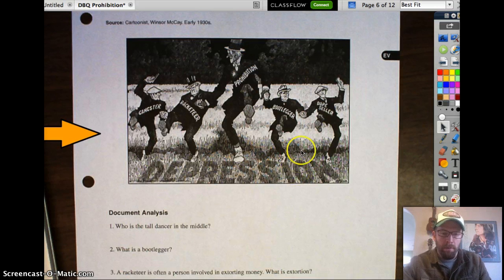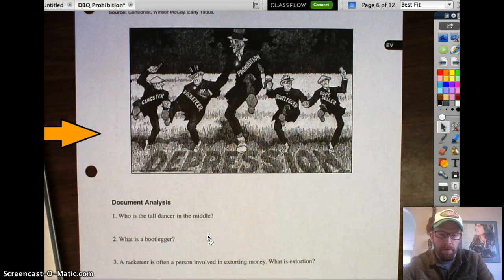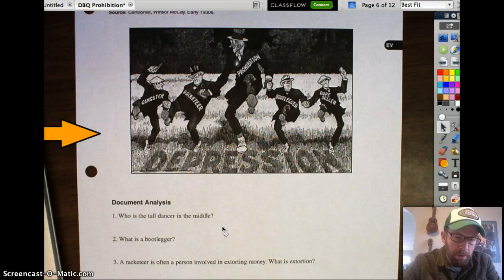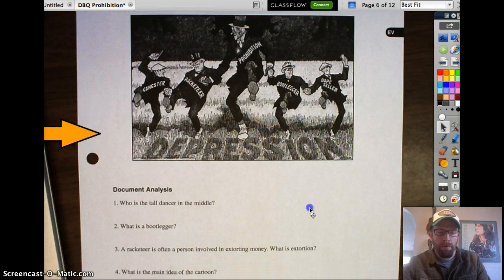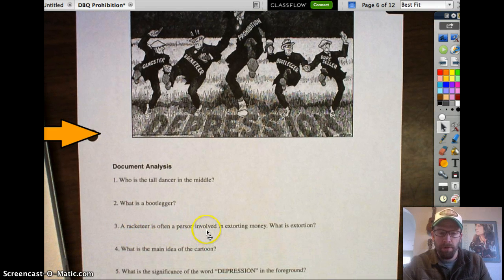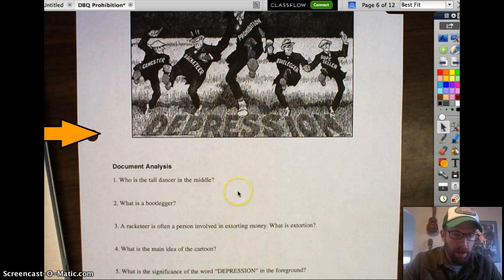All right, welcome back. You see a bootlegger here. Question number two, what is a bootlegger? Once again, you've got Google at your fingertips. If you don't know what a bootlegger is, pause and find out. Google the term bootlegger, there's the spelling, and I'll give you a hint: it has a very literal meaning, so the term comes from what it sounds like. Pause and do that, please. Thank you. Question number three. A racketeer is often a person involved in extorting money. What is extortion? Pause the video, look up racketeer, look up extortion. That's really the question here, what is extortion? Find that out. All right, we're back.